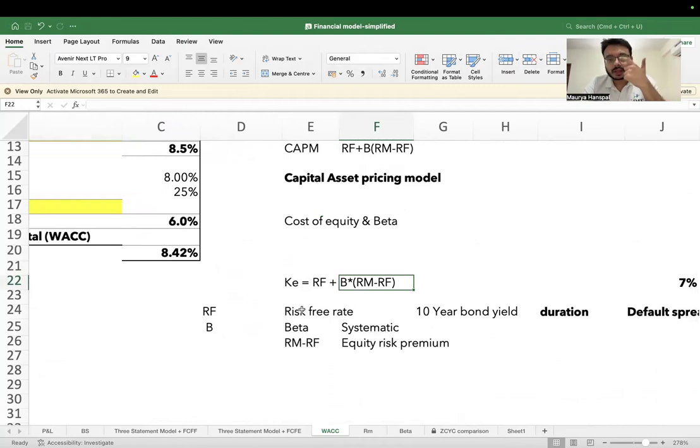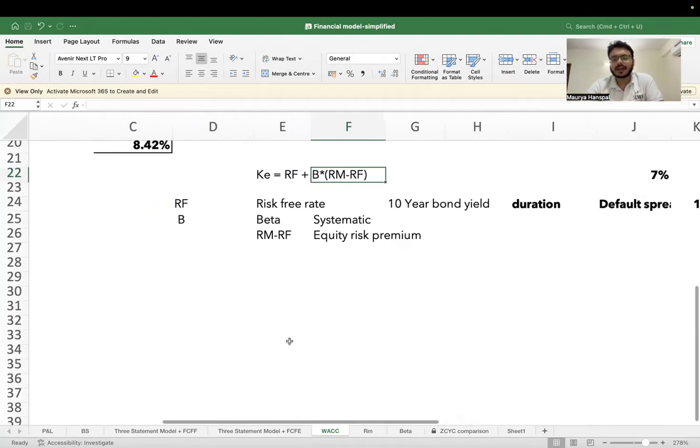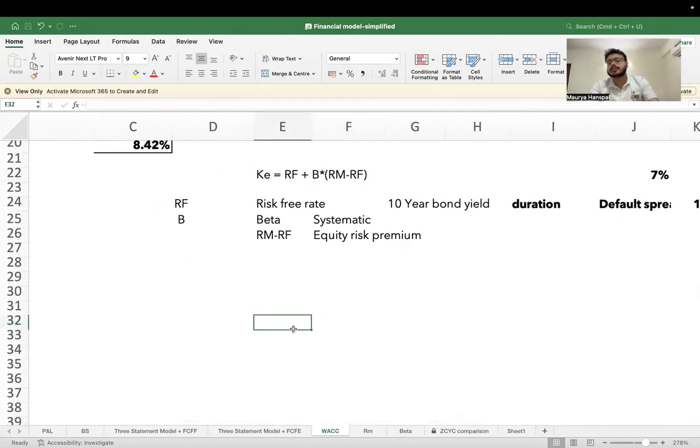Now we have beta. Beta is a measure of systematic risk, or a proxy for systematic risk. There are always two types of risk: one is the systematic risk and the other is the unsystematic risk. Let's try to understand the unsystematic risk.